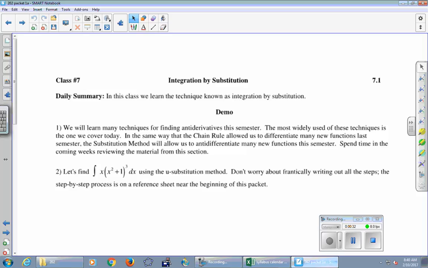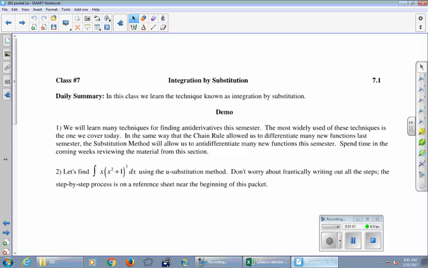Daily summary. In this class, we learn the technique known as integration by substitution. We will learn many techniques for finding antiderivatives this semester. The most widely used of these techniques is the one we covered today. In the same way that the chain rule allowed us to differentiate many new functions last semester, the substitution method, that's this one for today, will allow us to anti-differentiate many new functions this semester. Spend time in the coming weeks reviewing this material from this section. This is really important, today's lesson.